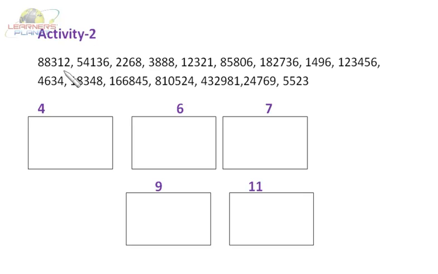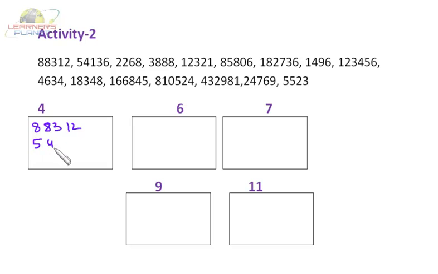Okay, so the last two digits in this number are 12. Now 12 is divisible by 4. That means the complete number will be divisible by 4. So 88312 I just write over here. Now this number 54136, the last two digits are 36. So it will be divisible by 4 since 36 is divisible by 4. So I just write it down over here.